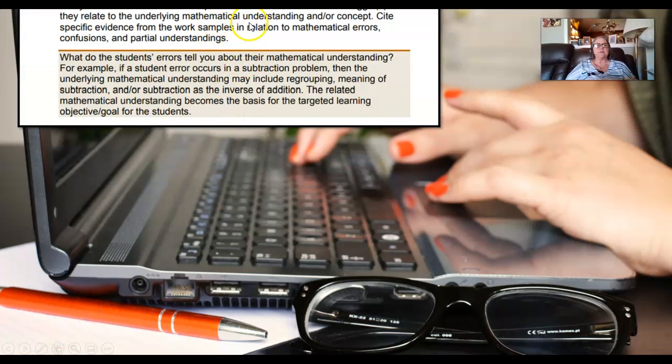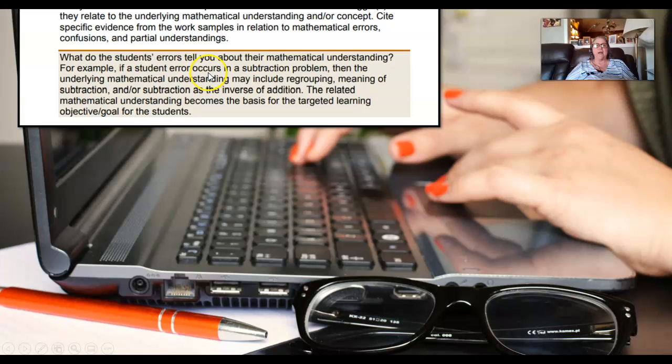Analyze 3 student work samples and describe the student struggles as they relate to the underlying mathematical understanding or concept. Cite specific evidence from the work samples in relation to mathematical errors, confusions, partial understandings. So the overriding thing you need to think about, always pay attention to what they've got here that's highlighted. What do the students' errors tell you about their mathematical understanding? That's what we're getting at here.